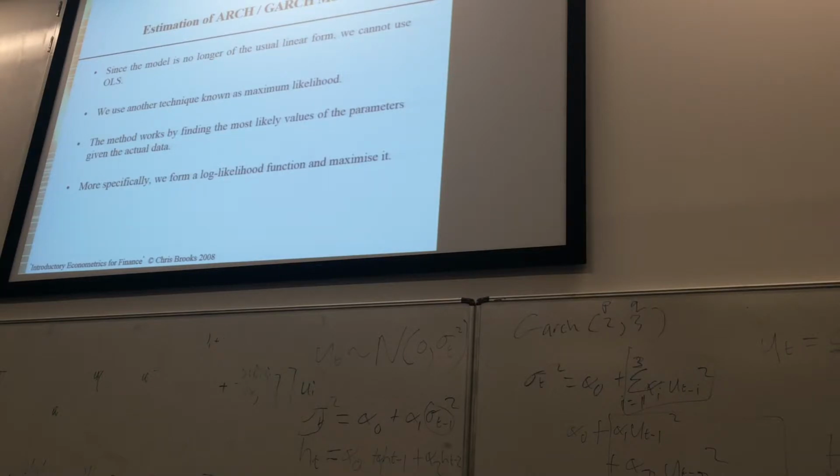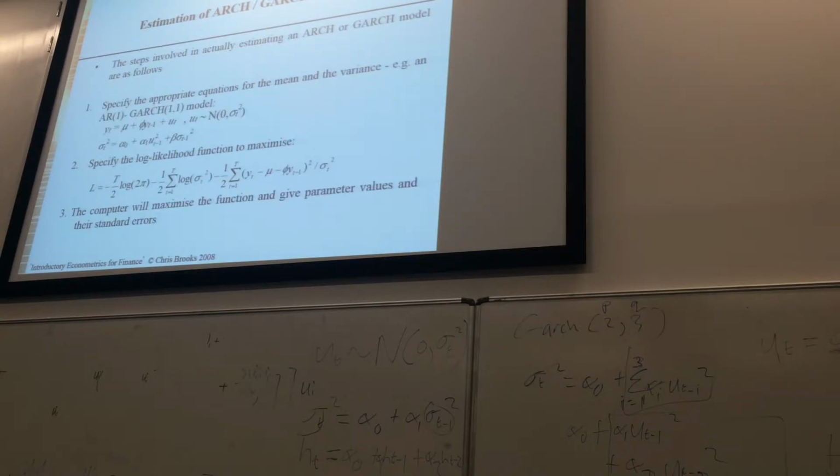So given the actual data, you can try a lot of different parameters for your model, so the alpha 0 or the beta value, the alpha 1 value, and you pick the one that makes the data that you've got in your sample appear the most likely, given your model. Okay, and actually, the likelihood of you observing all of your data points, given your sample, and given the variance that's an output from your GARCH model, is given by this equation.